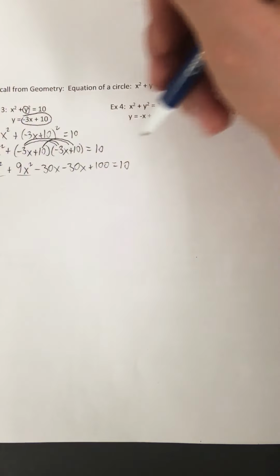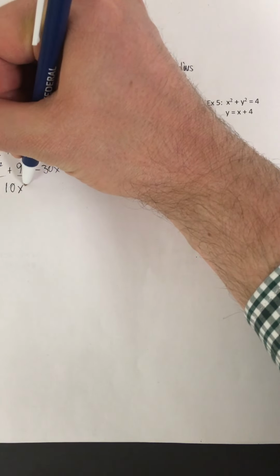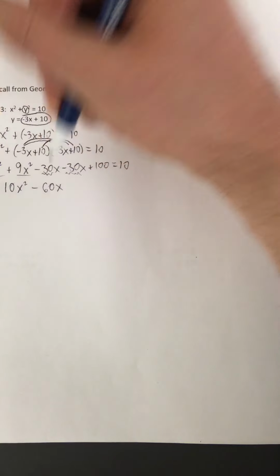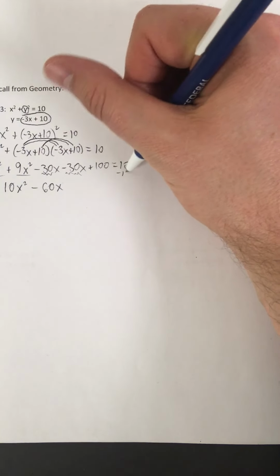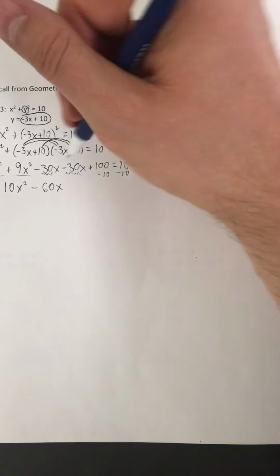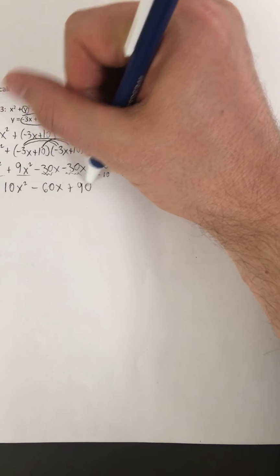x squared plus 9x squared is 10x squared. We have negative 30x and negative 30x, which give us negative 60x. Also, remember we want to get it equal to 0, so let's subtract that 10. That becomes plus 90 equal to 0.